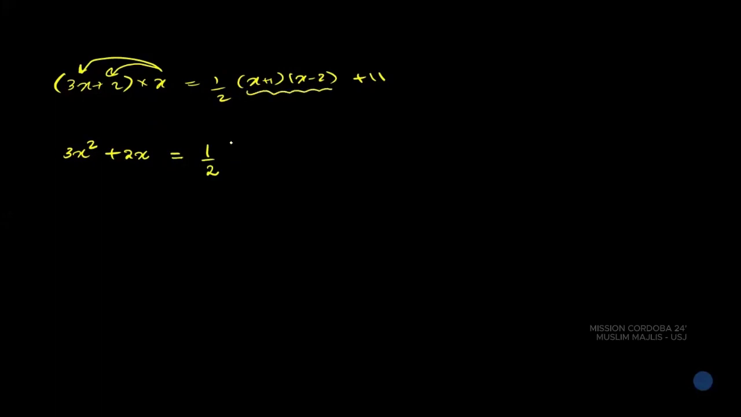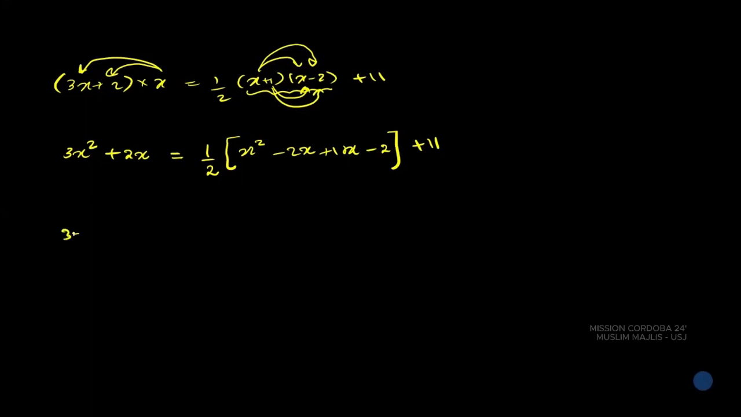Remove the brackets of these two. x times x, x square. x times minus 2, minus 2x. Plus 1 times x, plus 1x. Plus 1 times minus 2, minus 2. Plus 11. This plus 11, you have to keep it to simplify at the end. We can't simplify that now.